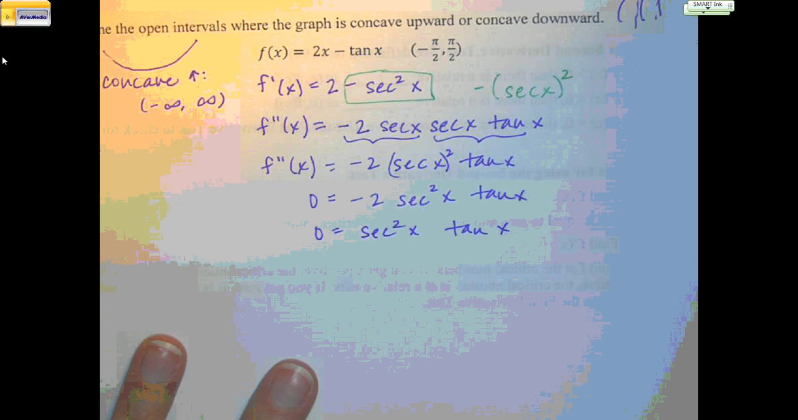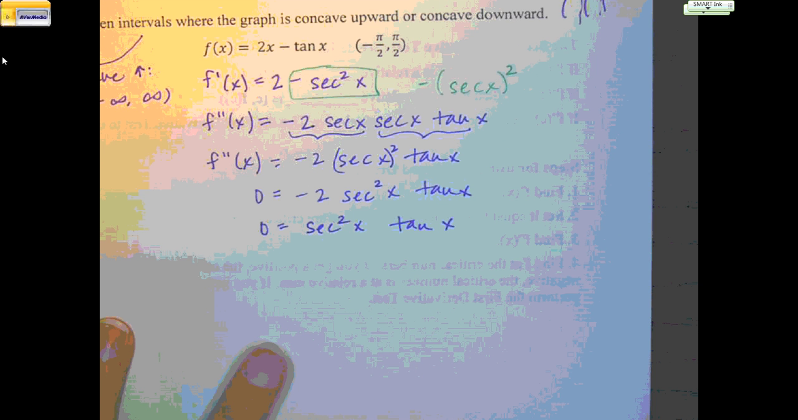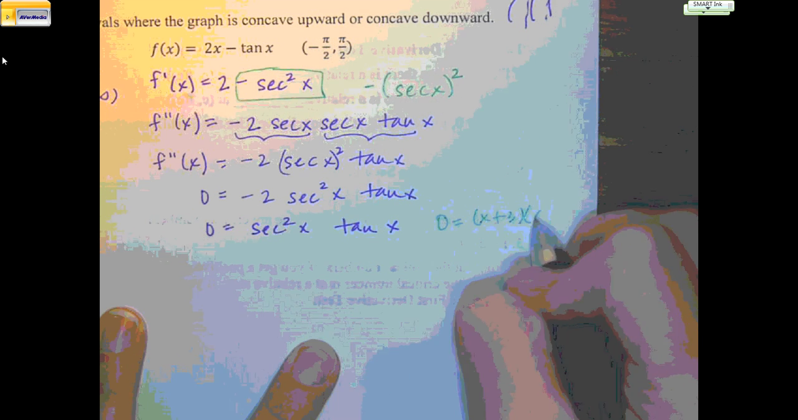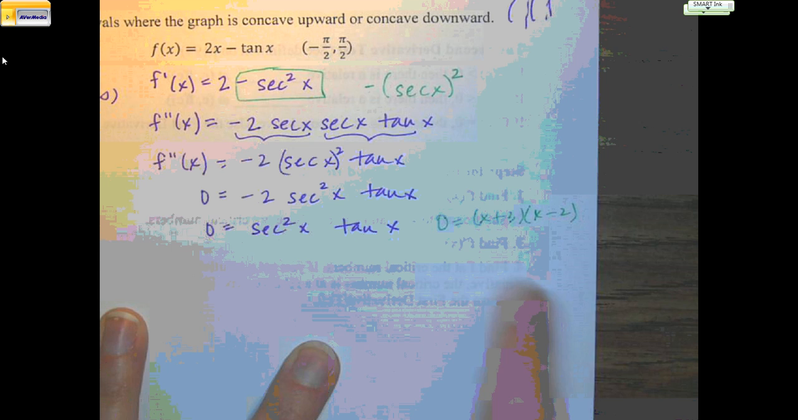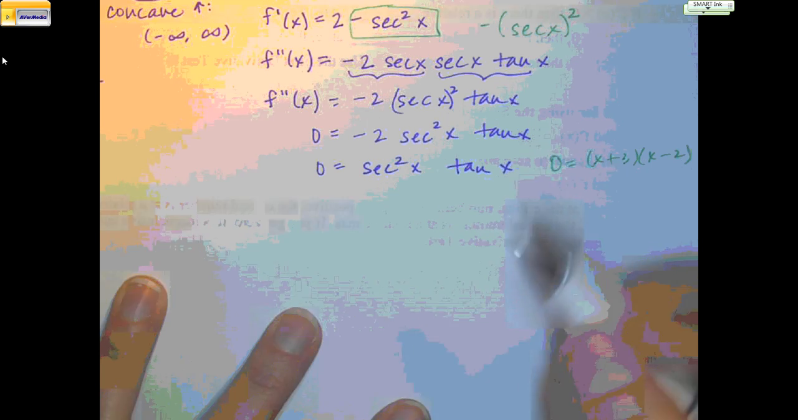Now this is a little bit sticky. Or is it? Isn't this a whole lot like if I had 0, this is just an example, of x plus 3 times x minus 2? Isn't it just two things being multiplied together that are equaling 0? It's a product here. So can I just split them apart? Sure you can.